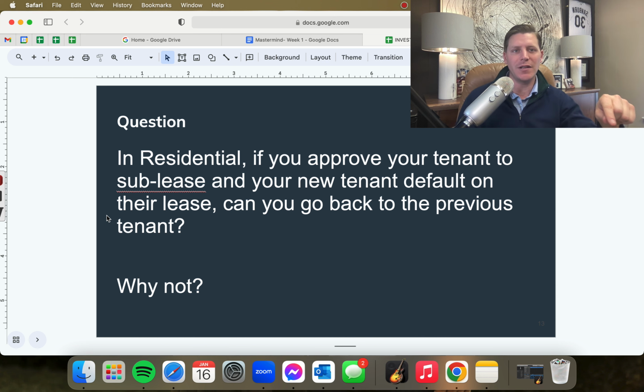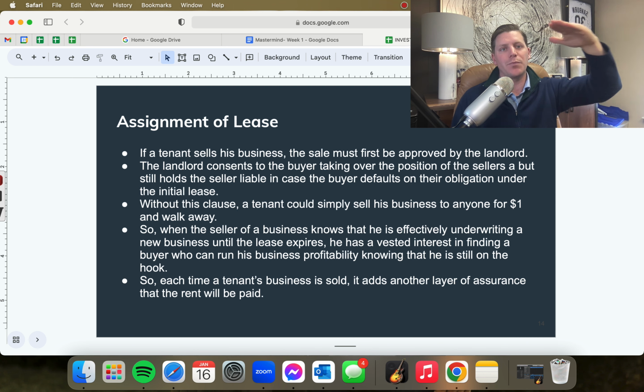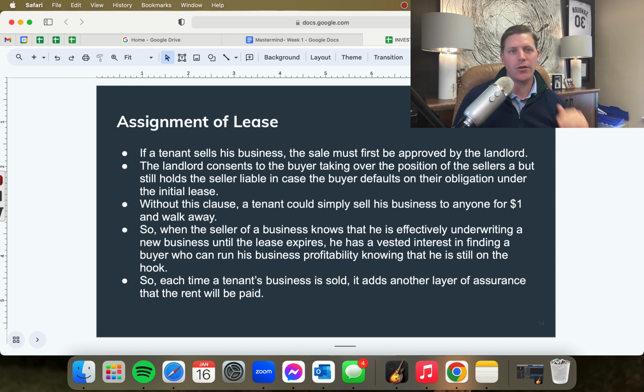In commercial real estate, on the other hand, you have that opportunity. There's a thing called an assignment of lease clause. And what that simply means is that anytime a guy sells a business or leaves and goes somewhere else, like I mentioned a minute ago, it's going to protect you, gives you another layer of protection that the rent's going to get paid. So you read this here, but if a tenant sells his business, the sale must first be approved by me, which is awesome because, what if this guy was to say, hey, I just want to get out. I want to move. I want to go to Alaska, whatever his situation is.